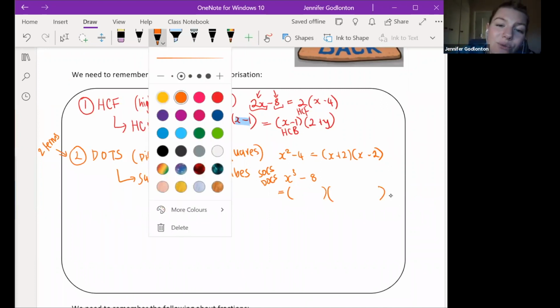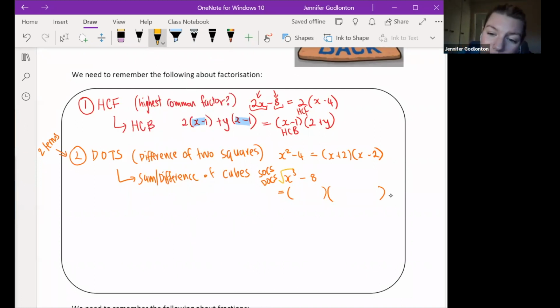Now, inside this first bracket, we are going to cube root both of our terms. So the cube root of x cubed is x, and the cube root of negative 8 is negative 2. Okay, so that sign stays the same. So whatever sign is there, that stays the same. So it's both negative. Okay, so we've done our cube roots of both. That gives us our first bracket.